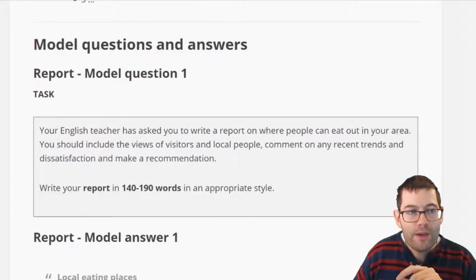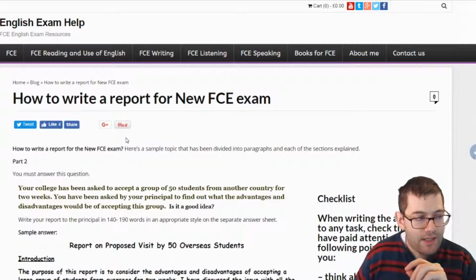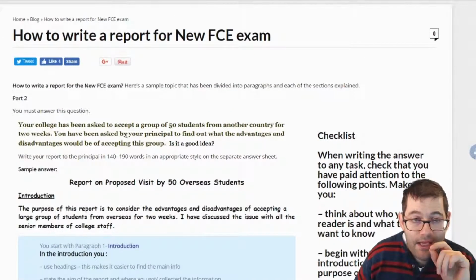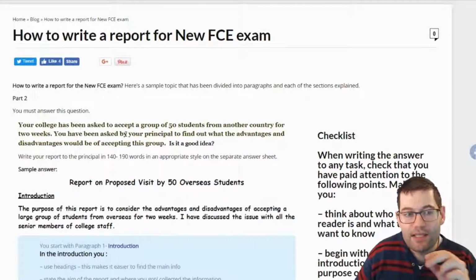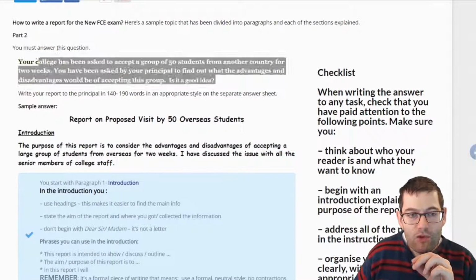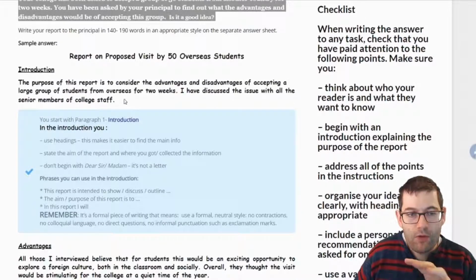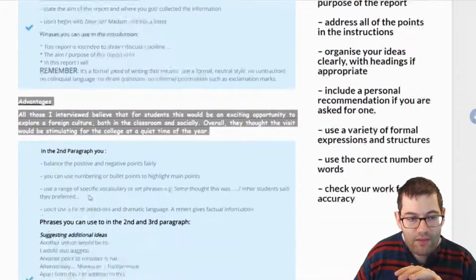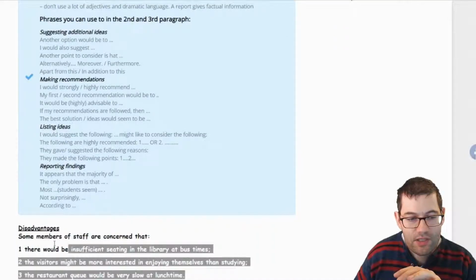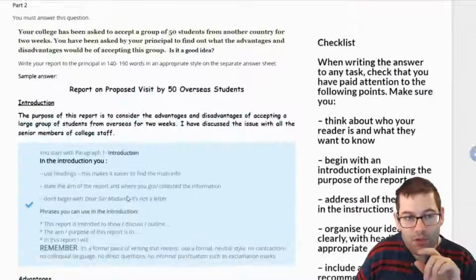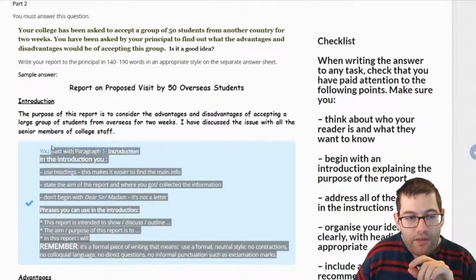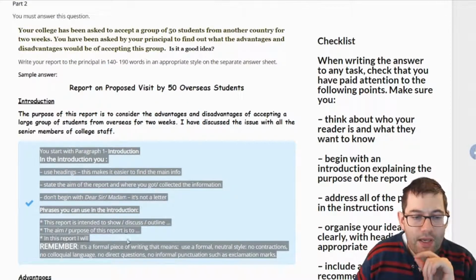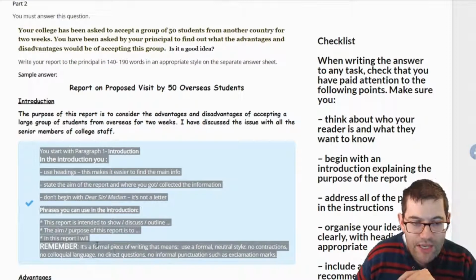The second great website that I like to use is EnglishExamHelp.com, and it's the same idea as Ruben Valero, presented in a slightly different way. Here you've got your model question, and what you've got here is a breakdown of an answer. So introduction, advantages, disadvantages, etc. But in these blue boxes is a wealth of information about why you're doing what you're doing and the kind of language you can use.